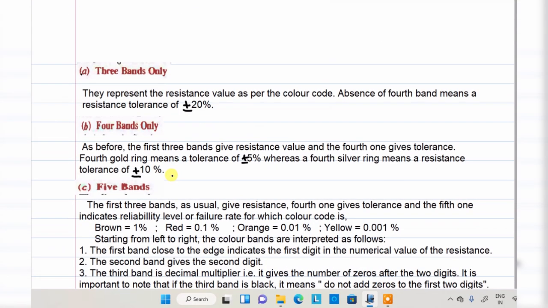Then we are moving on one by one properly. So 3 bands only. For example, 3 colors are there. They represent the resistance value as per the color code. In the absence of the 4th band, as I just mentioned, there is no color in the 4th band, and the tolerance is 20%.